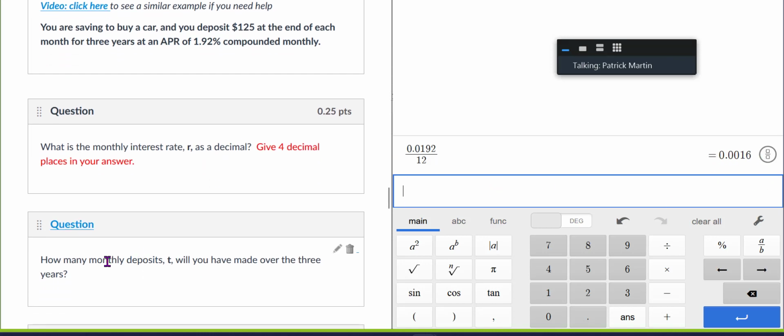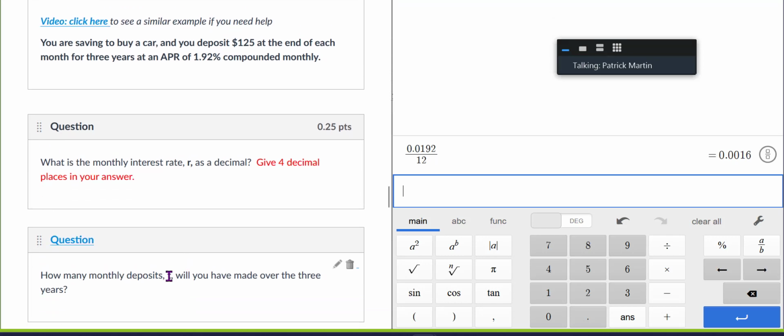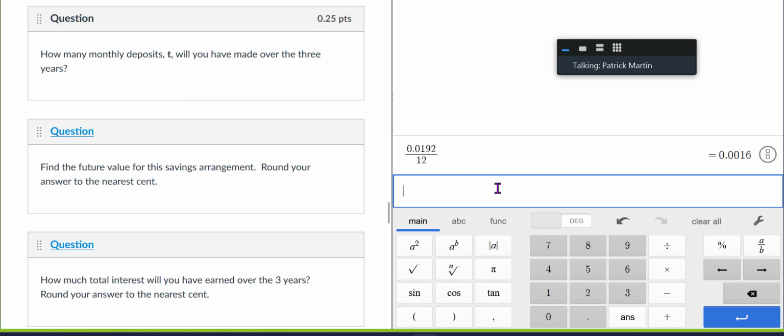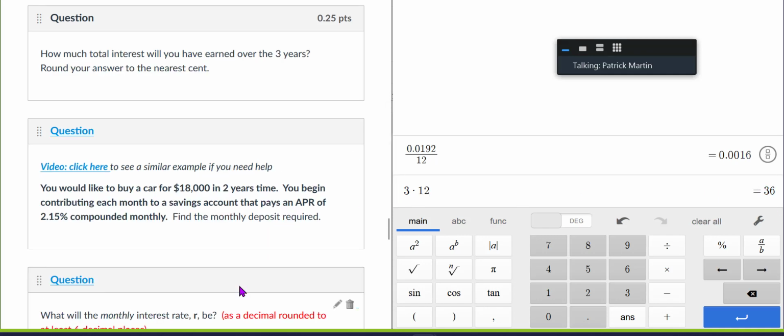What is how many monthly deposits will you have made over the 3 years? So in other words, how many months are there in 3 years? So you just go 3 times 12, 36 months in 3 years. So T is 36, right?